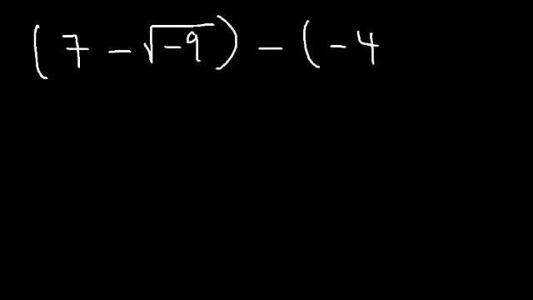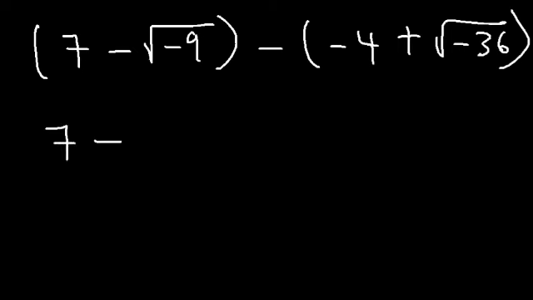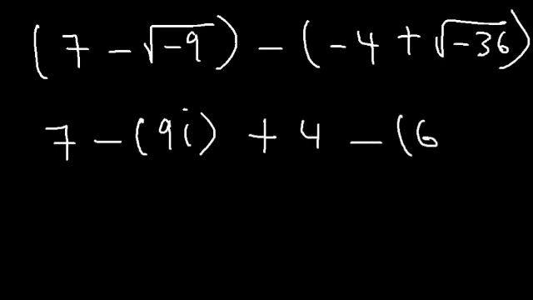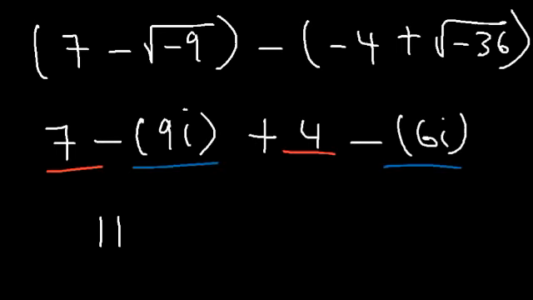Try this one. 7 minus the square root of negative 9 minus negative 4 plus the square root of negative 36. So this is going to be 7 minus the square root of negative 9, which is 9i, and then if we distribute the negative sign, this is going to be plus 4, and then minus the square root of negative 36, which is 6i. So 7 plus 4 is 11, and negative 9i minus 6i is negative 15i. So this is it.